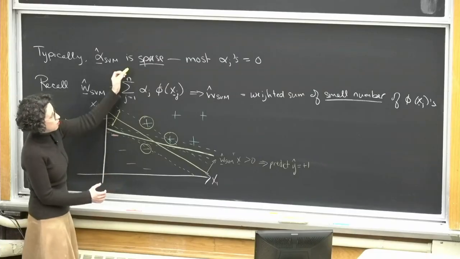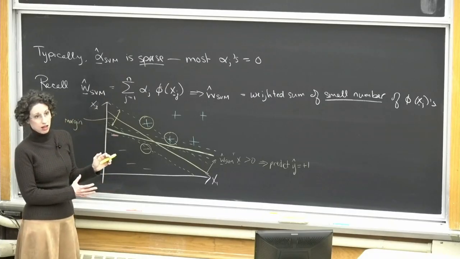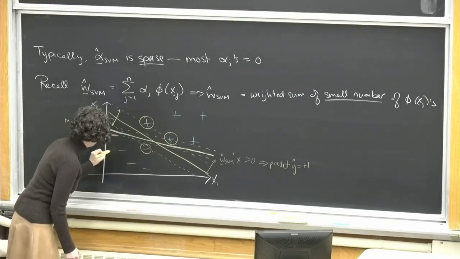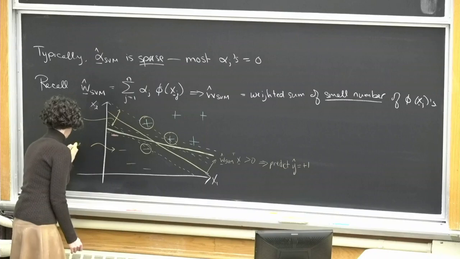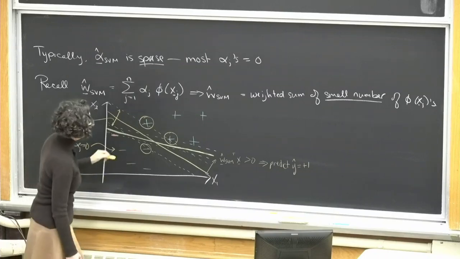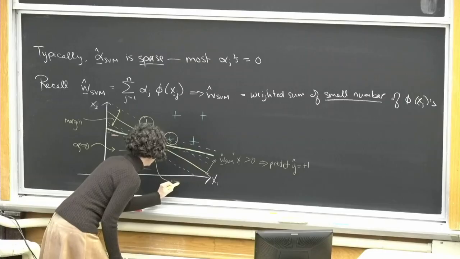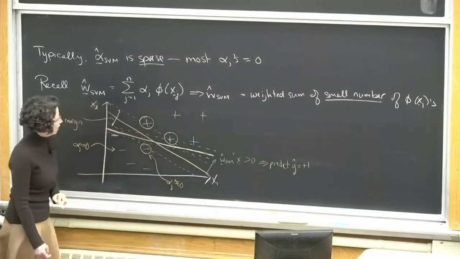And those are the ones that are going to get non-zero weights in this alpha vector. Everything else is going to get zero weight. So for this point here, for instance, the alpha j is equal to 0. And for this point here, the alpha j is not equal to 0.